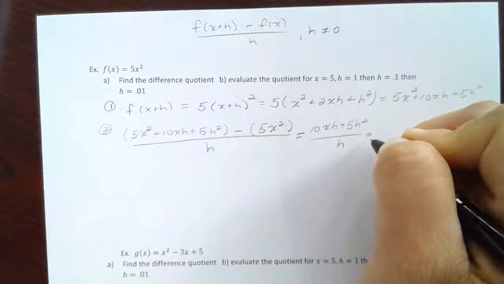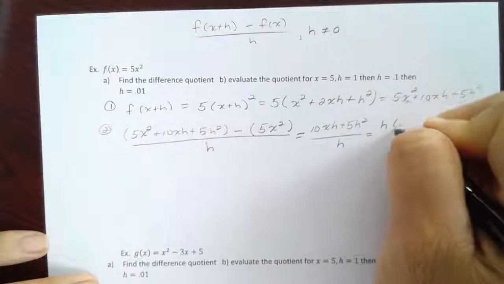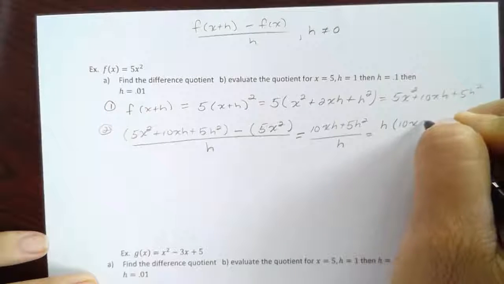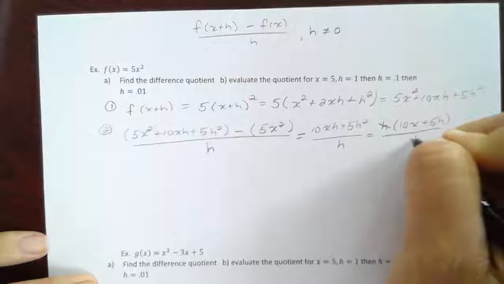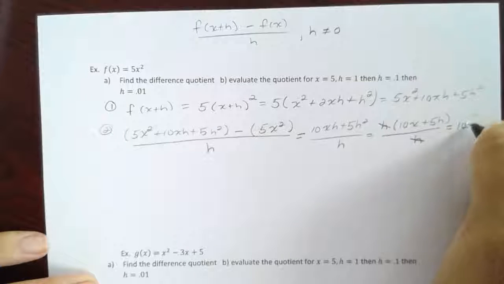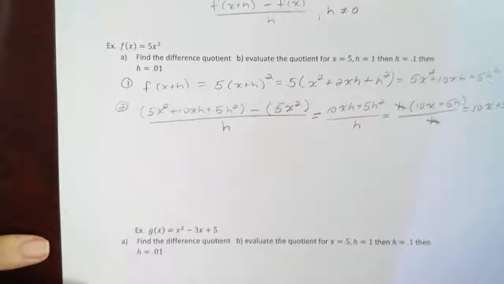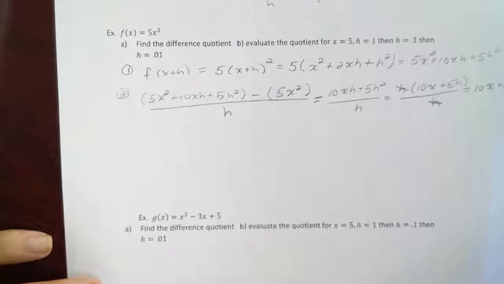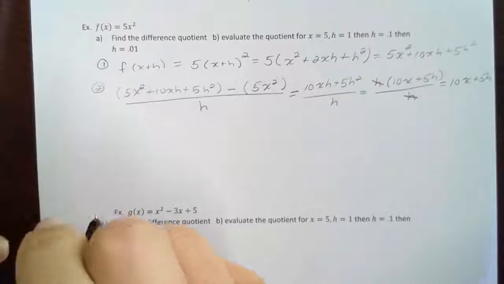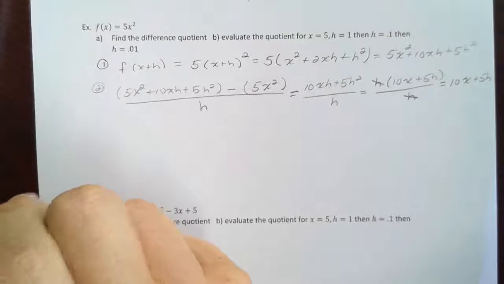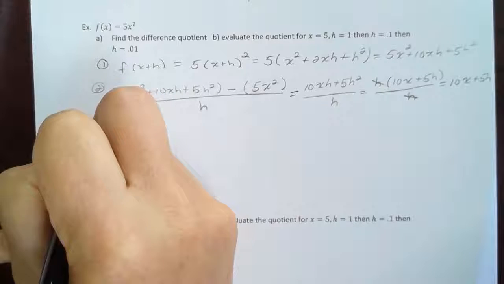We're going to factor out the common h in the numerator. H times 10x plus 5h all over h, and then these two are going to cancel each other out, leaving you with 10x plus 5h. Okay, that's part A. In part B, we have to evaluate the quotient for x is equal to 5, and h is equal to 1, and then h is equal to 0.1.